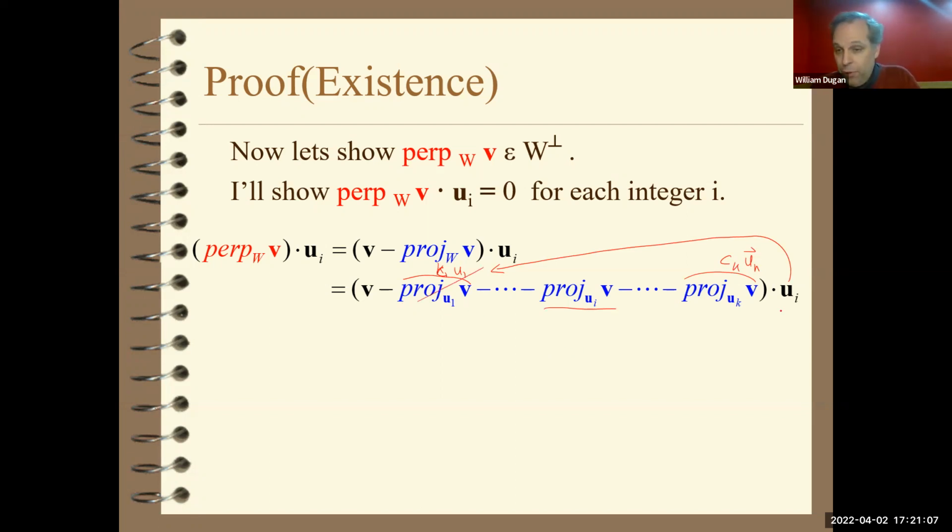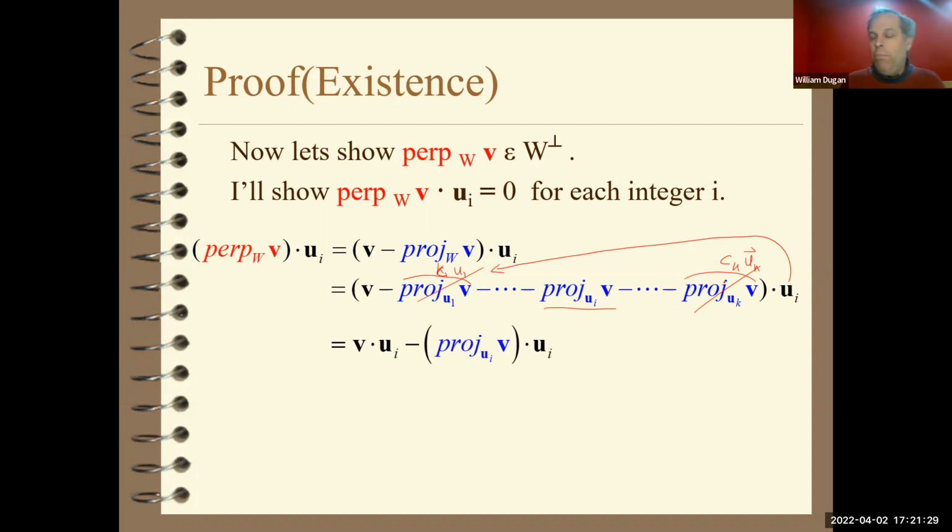So I don't have to worry about that dot product. And the dot product of UI with UK is also 0. So I don't have to worry about that dot product either. In fact, a whole lot of these dot products don't matter. The only one that does is the dot product of UI with V and the dot product of UI with the projection of V upon UI. So we have that now to worry about.